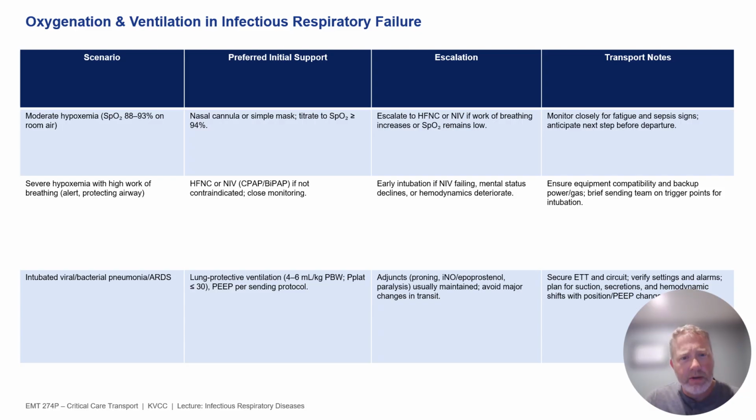For the non-intubated patient with moderate hypoxemia, the escalation ladder goes from low flow to high flow nasal cannula and then on to non-invasive positive pressure ventilation via BiPAP, with intubation as the next and last step when those measures are insufficient or when the patient can no longer protect their airway. Either way, always communicate clearly with the receiving team about where the patient is on that ladder at departure and what trajectory you're seeing during transport.